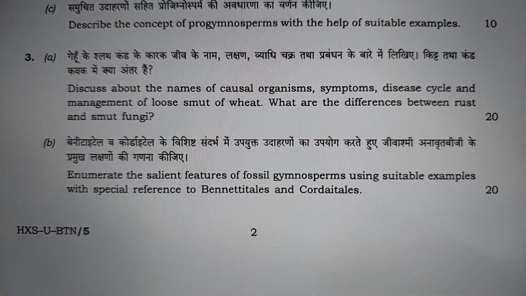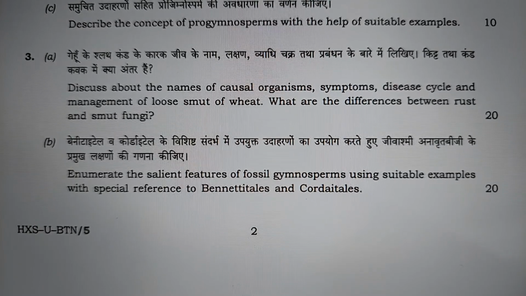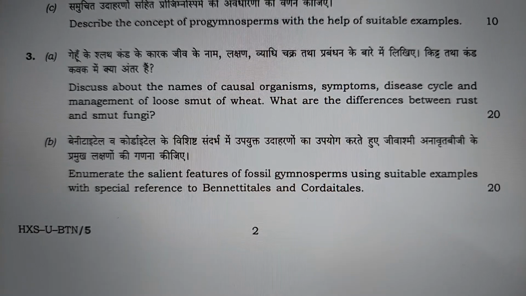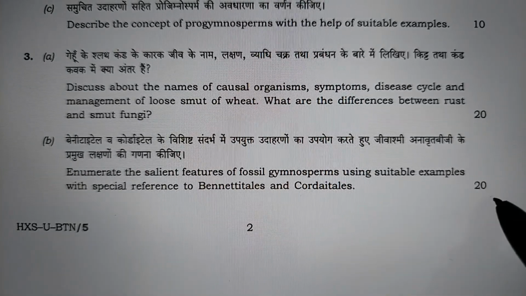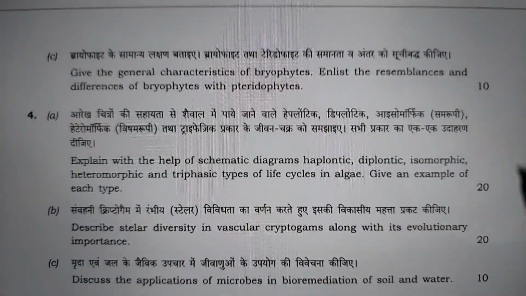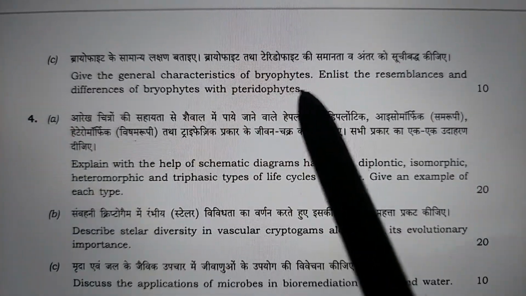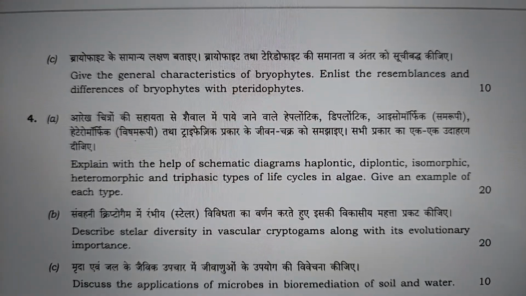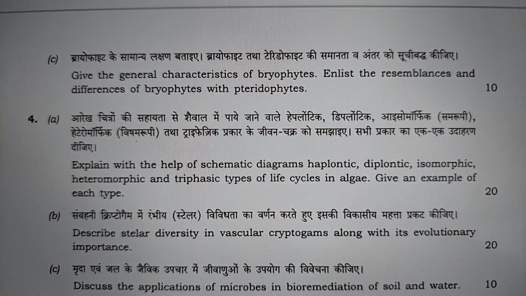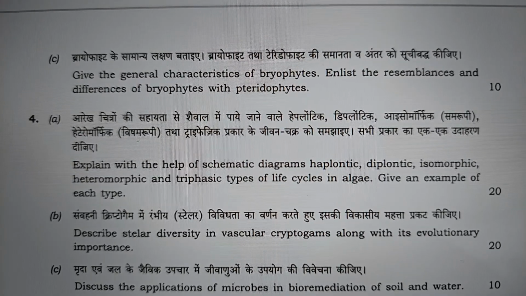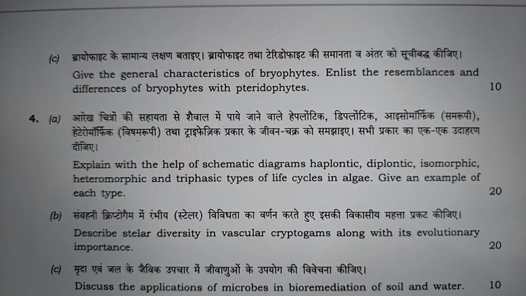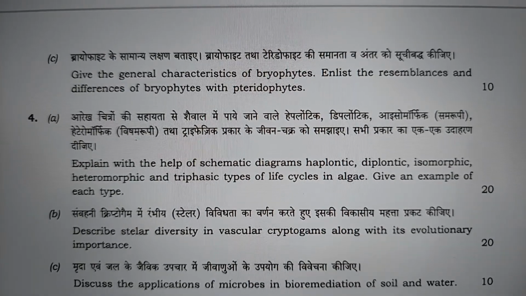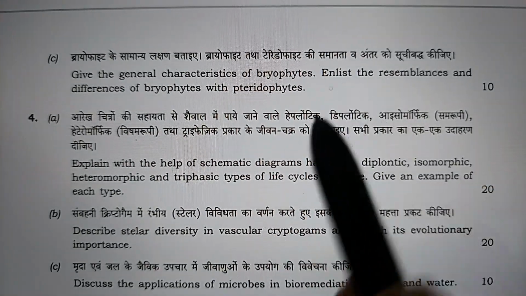This is 20 marks. Option B is enumerate the salient features of fossil gymnosperms using suitable examples, with special reference to Bennettitales and Cordaitales. 20 marks. Option C is give the general characteristics of bryophytes, and enlist the resemblances and differences between bryophytes and pteridophytes. General characteristics of bryophytes is 5 marks, and similarities and dissimilarities between bryophytes and pteridophytes is 5 marks. Total 10 marks.